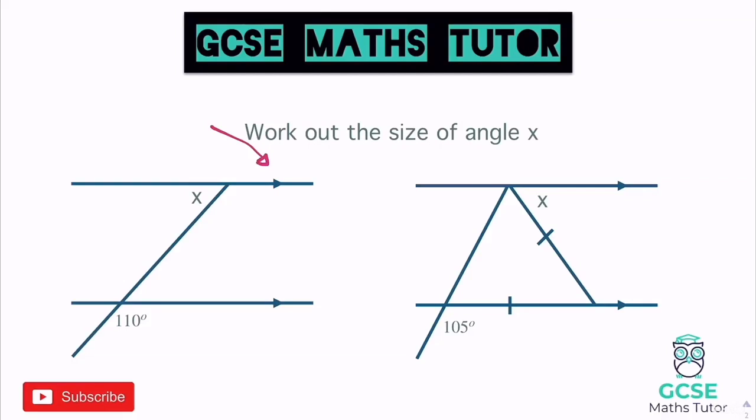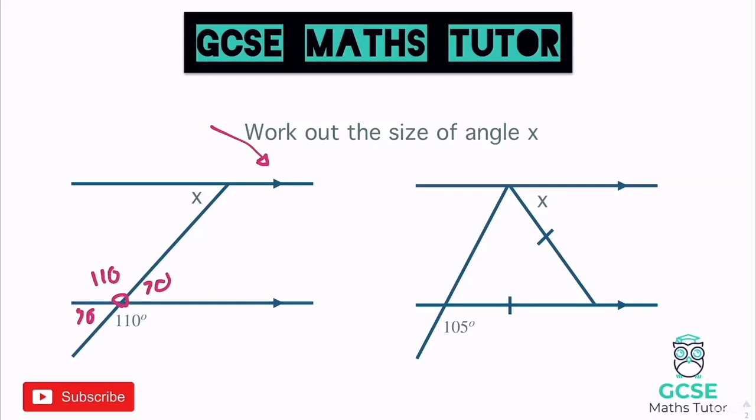So if we look at this one on the left here, 110, there's lots of angles we can find now. All around this point here, we can find all of these angles. Vertically opposite the 110 is also 110, and then next to the 110 on the straight line there, remembering angles in a straight line add up to 180, these would all be 70. There we go.